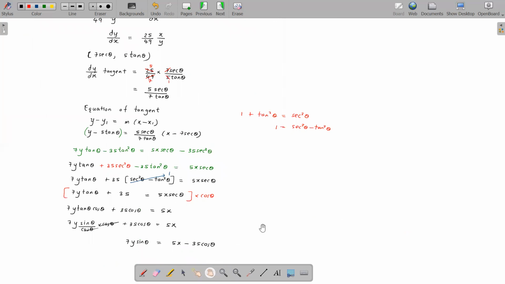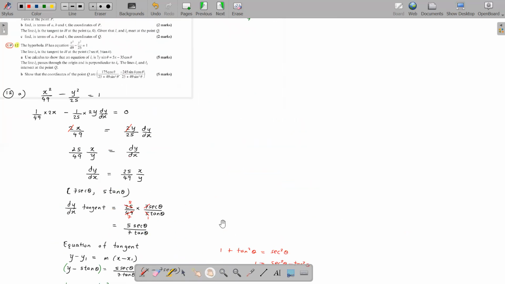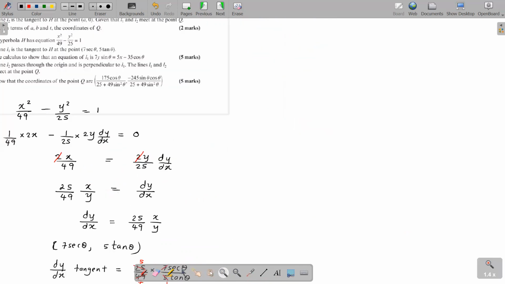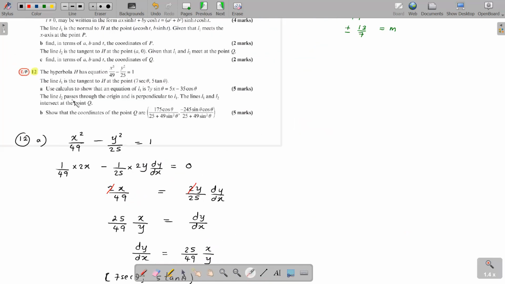Okay, then shall we move to the next part? In the next part they say part B. So line 1 was a tangent. That's what we found. Use calculus to show that an equation of line. Okay, we did that. The line 2 passes through the origin and is perpendicular to line 1. Okay, now what's going on? Are they saying it's a normal? No, they say line 2 passes through the origin and is perpendicular to line 1. The lines L1 and L2 intersect at Q.